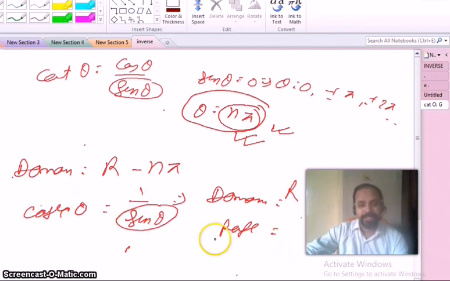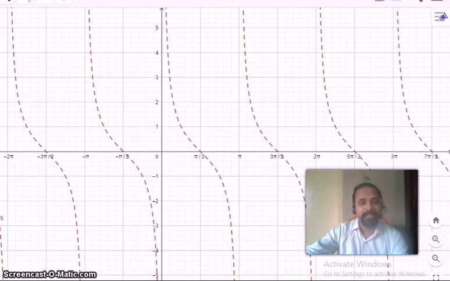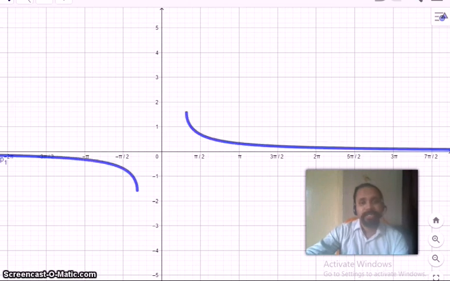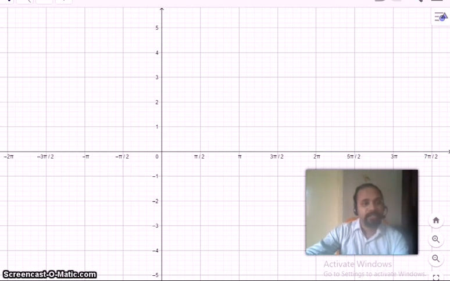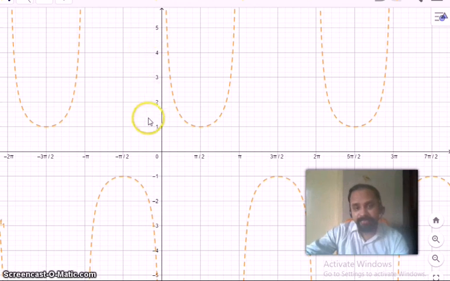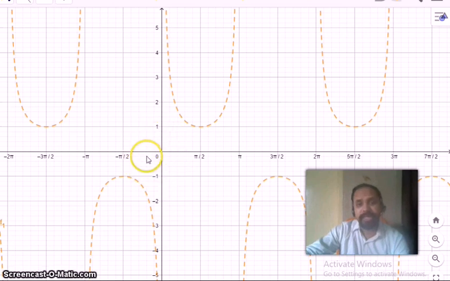And what about range? Let's see the graph of cosec theta, then we can say what will be the range of cosec theta. Okay, this is cosec x. You see the graph of cosec rises above 1 and falls below -1. There is no value of cosec theta between 1 and minus 1.